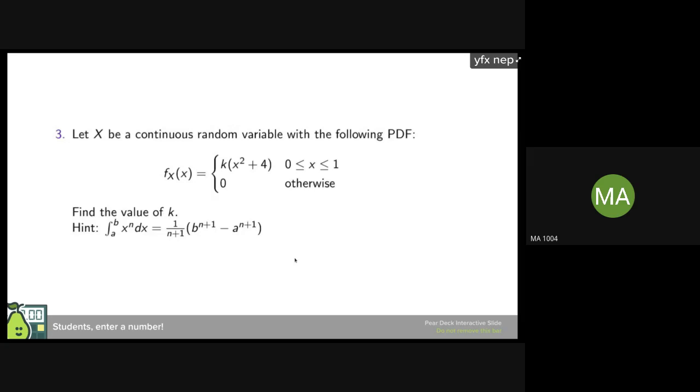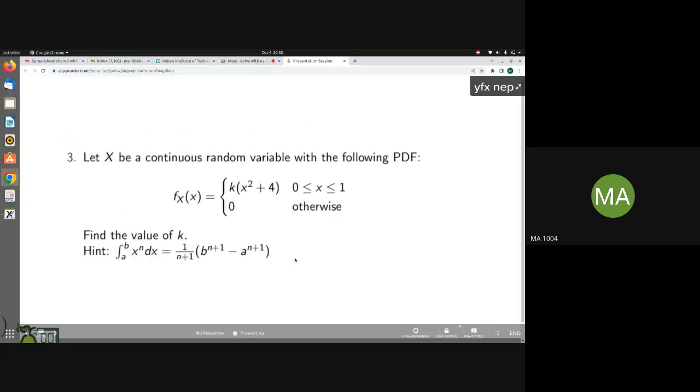Okay. So question number 3 here is, let x be a continuous random variable with the following PDF, and fx of x is given, so it's a PDF. It is k into x square plus 4. What is the range of x here? It is between 0 and 1. Find the value of k, assuming that it's a valid PDF. Okay, find the value of k.